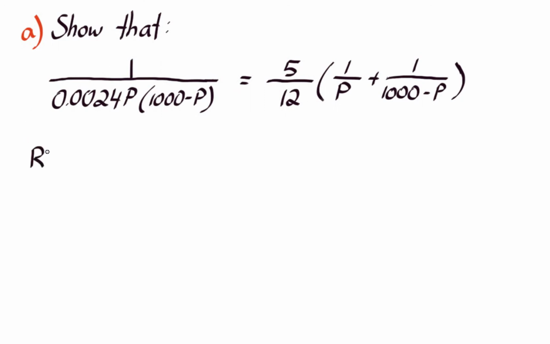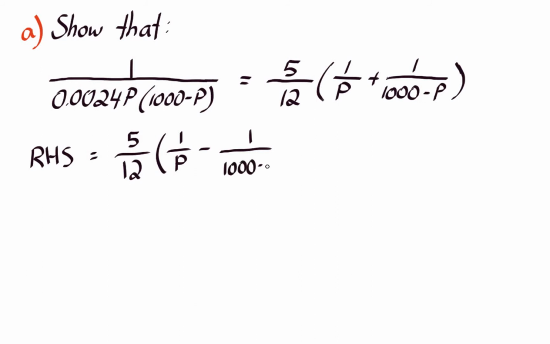So our right hand side is 5/12 times the bracket of 1 on P minus 1 on (1000 minus P). The first thing we want to do if we want to combine these fractions in the brackets is create a common denominator. So we'll leave the 5/12 alone for a bit.